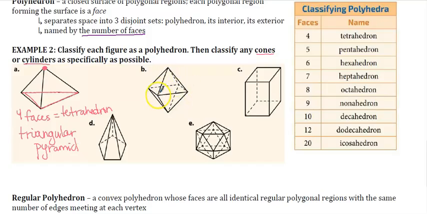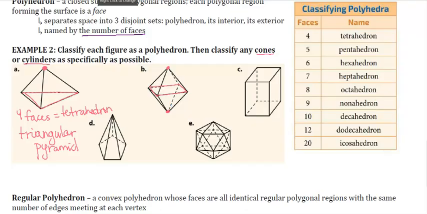Okay, so B, we have this square in the middle, or rectangle, I guess I should say, and it comes to a point, a vertex on the top and the bottom. So is that a cone? No. Is it a cylinder? No. These look like they're parallel, but a cylinder has parallel bases, not parallel vertices. So it's not that. So we're just going to name it.